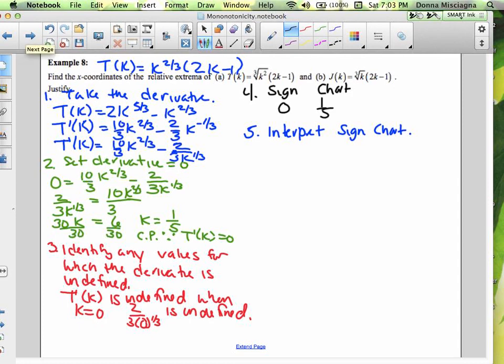All right, who do we choose on either side? How about a 1/6? That's smaller. Or actually even better, 1/10. Wouldn't you rather plug in 1/10? I think I'd rather plug in 1/10. So 1/10, 1/5, 1, -1. So let's take a look: if I plug in -1 into 10/3 k to the 2/3, that's going to be 10/3. If I plug in -1 into the other part, that's also going to be negative, because we're subtracting. That's going to be -2/3.